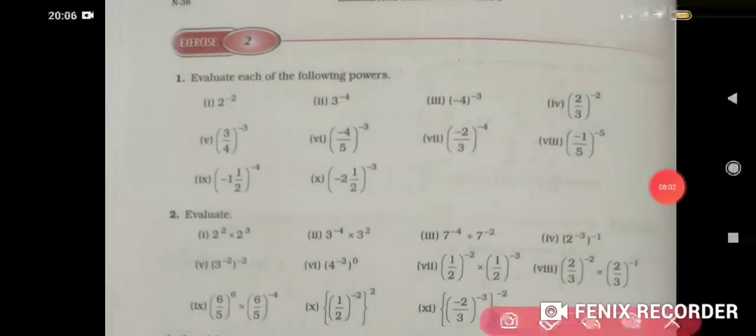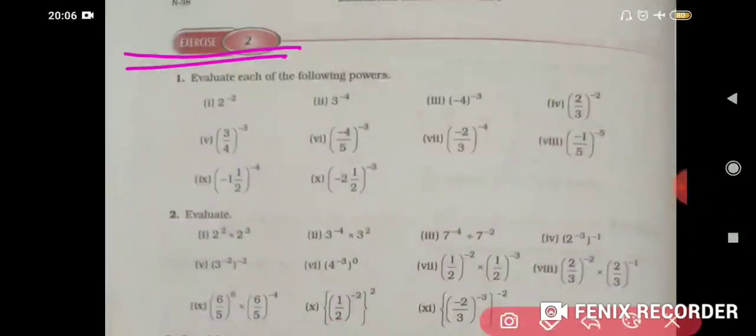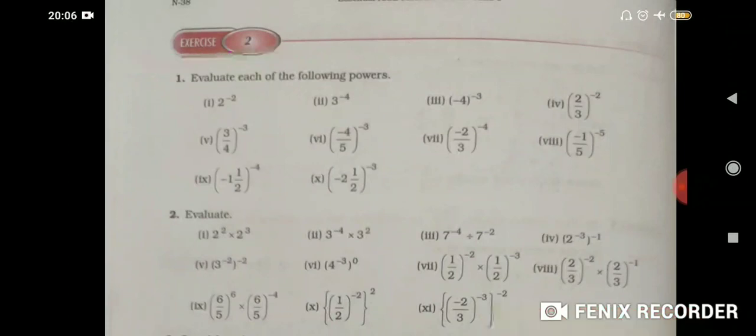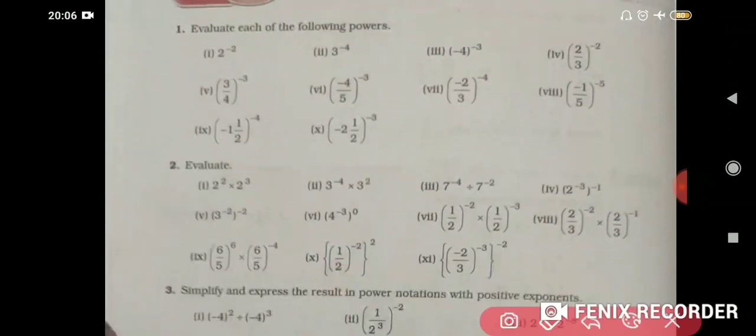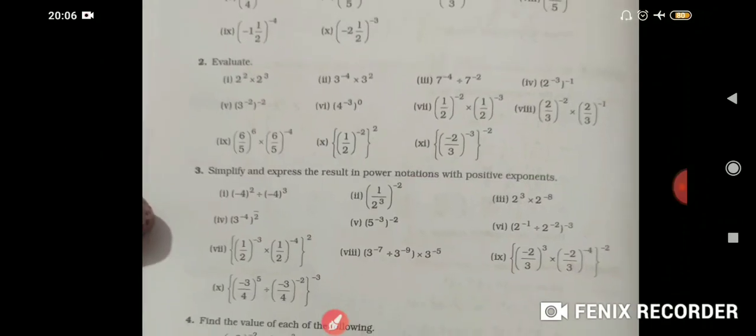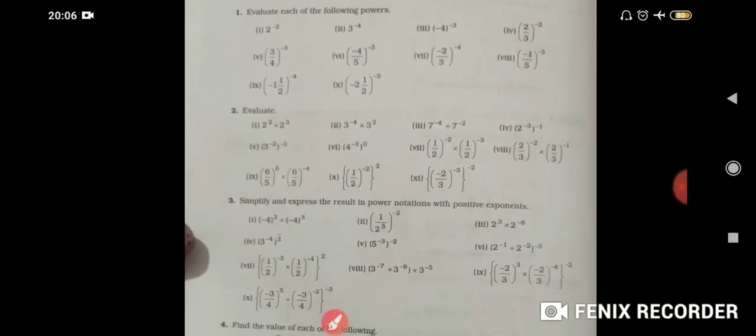So dear students, now let's come to the exercise. You will understand more with the help of the exercise. So these are the questions. Evaluate each of the following powers. Evaluate and then simplify and express the result in power notation with positive exponents. So some of the questions I will explain today. The rest of them we will do in the next class. So let's begin the exercise.